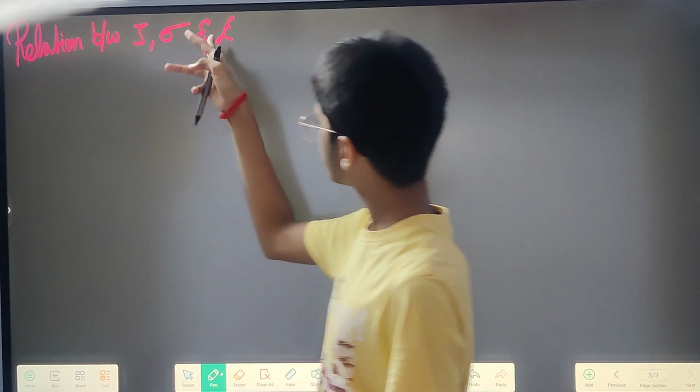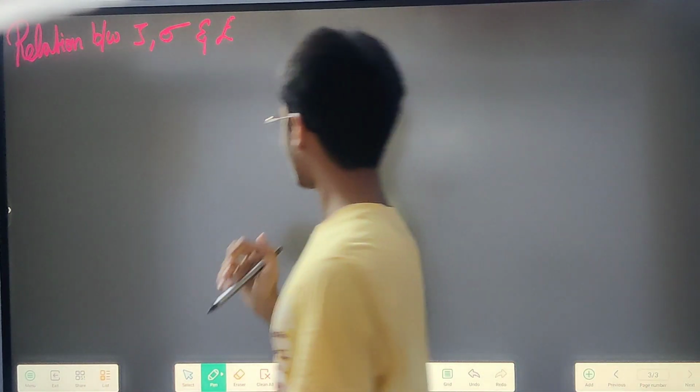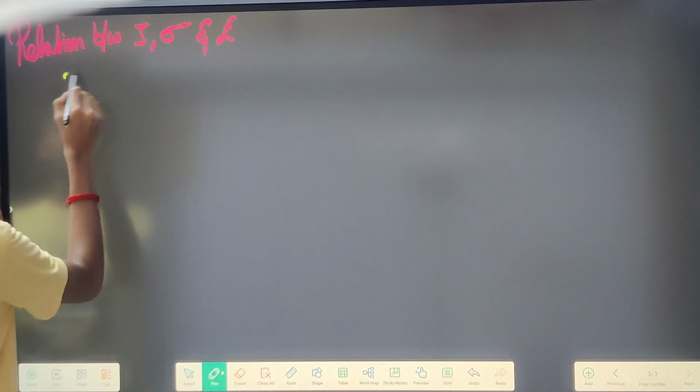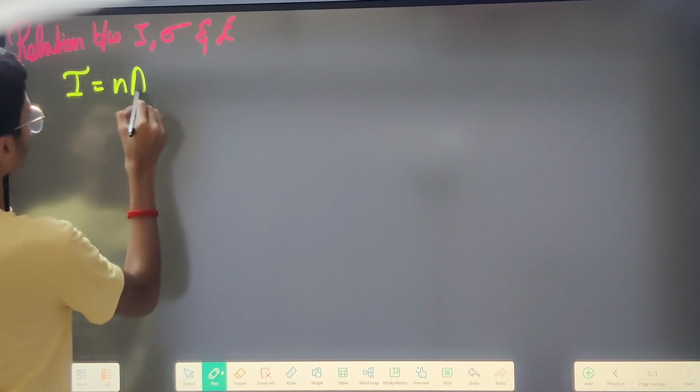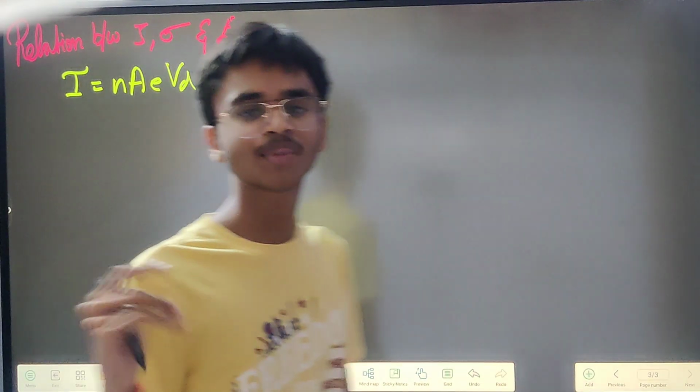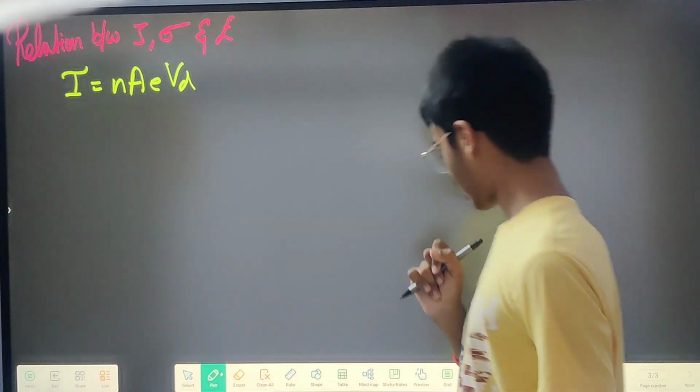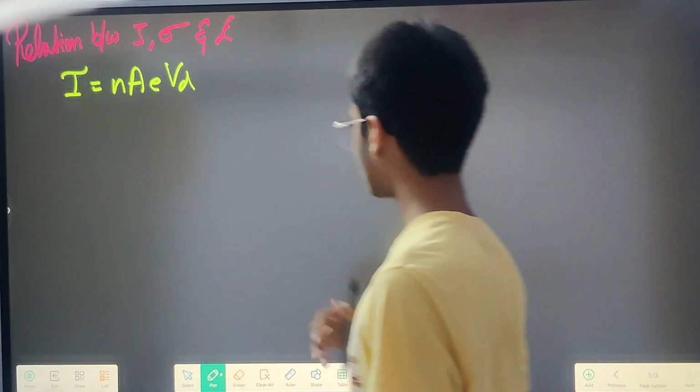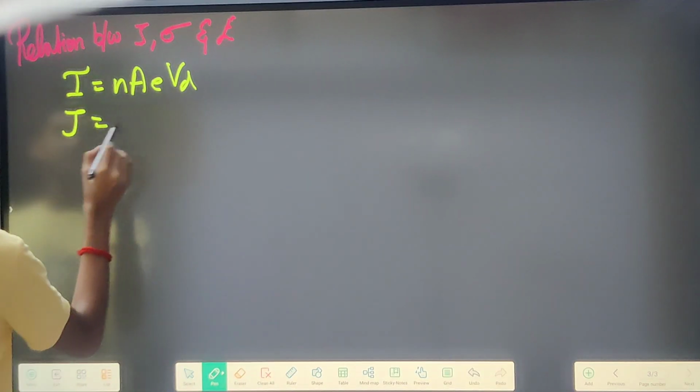So the relation between J, sigma and E. In this, first we are going to take I is equal to nevA. This is a very common formula. We are using that in every expression, in every derivation, as the mother formula. So I is equal to nevA, and from this we can easily take that J is equal to nev.